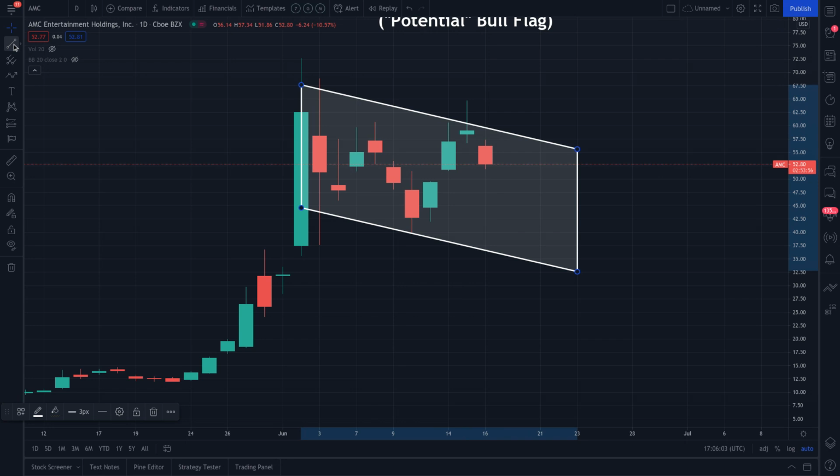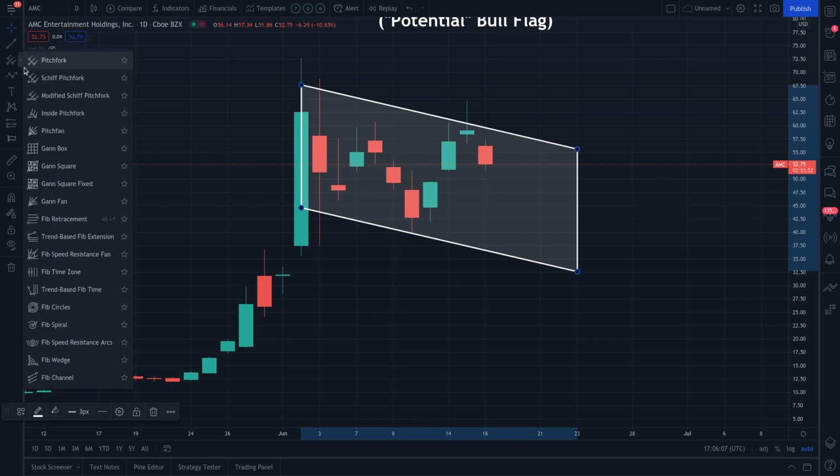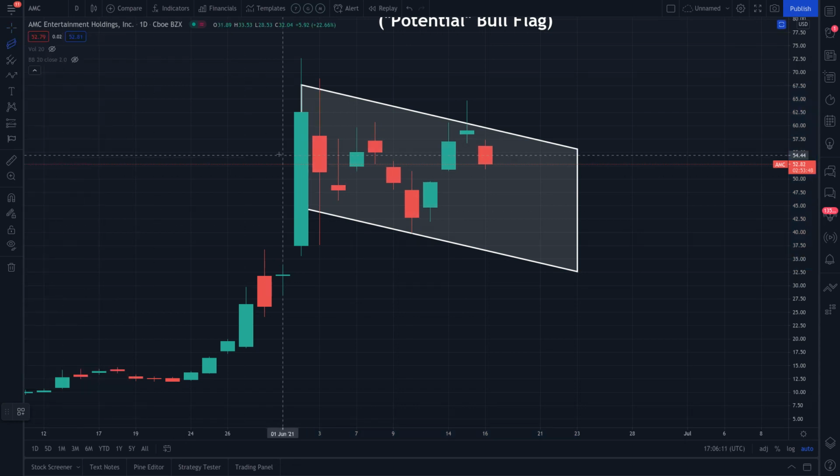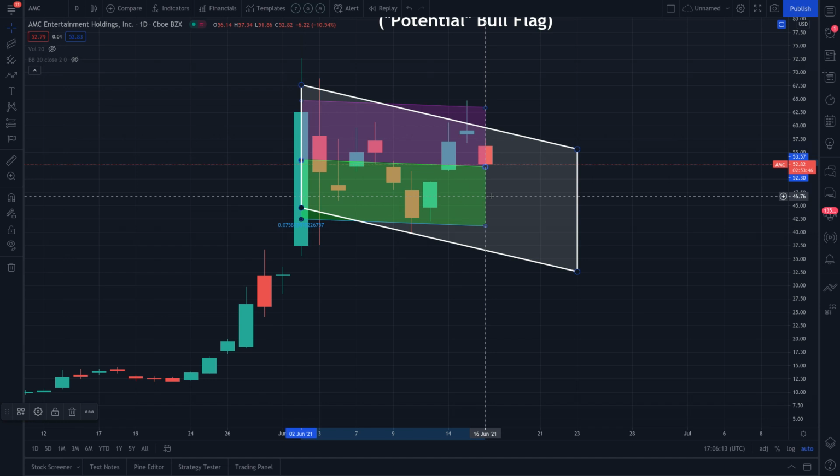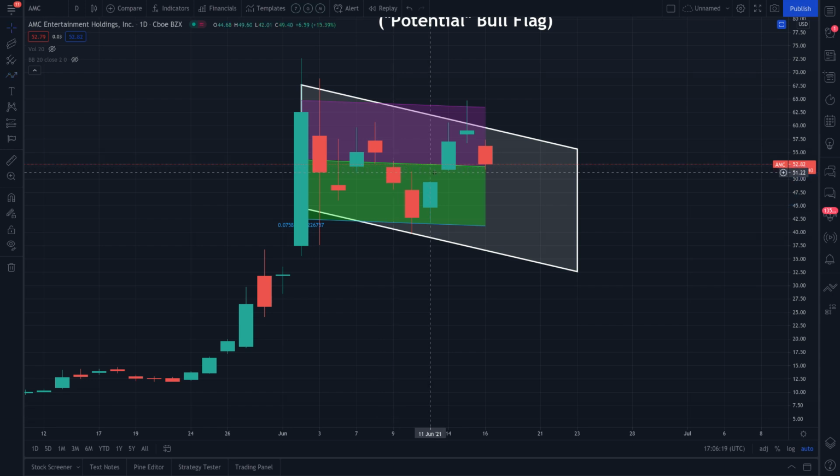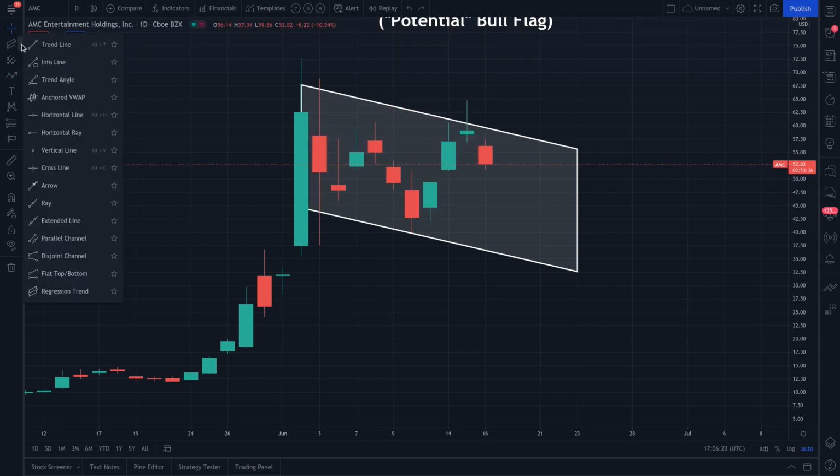Within any pattern, there's always a mean average line. To show you what I mean, let me pull up the regression trend, something like this. Now notice there's a middle. You see that middle line that separates the green area and the purple area? So in all patterns, or most patterns at least, there's a mean average line.